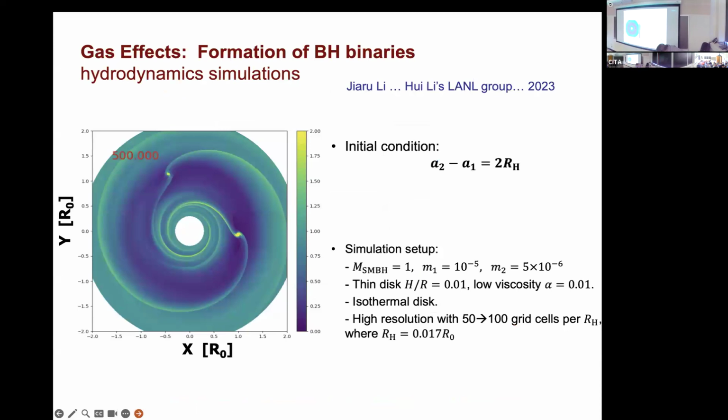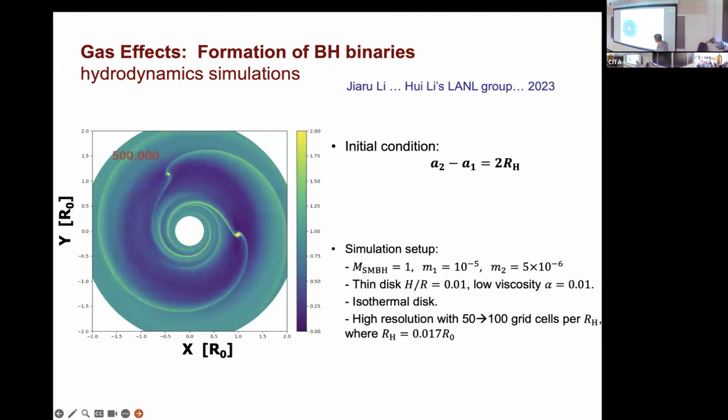Now, finally, let me talk about, for 5 minutes, the gas effect. Let's do the same problem. Initially, you have a supermassive black hole and 2 little black holes, separated by, let's say, a few kiloradius, 2 kiloradius. This is a hydrodynamical simulation by Jialu using the Los Alamos computer. Hui Li has a lot of computer time using this thing. Let's see what's going to happen.